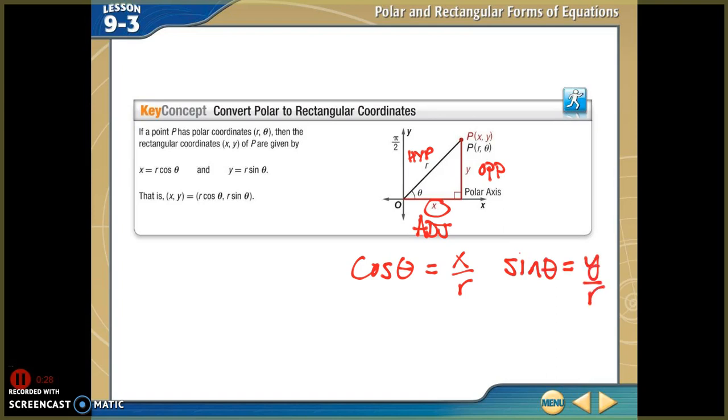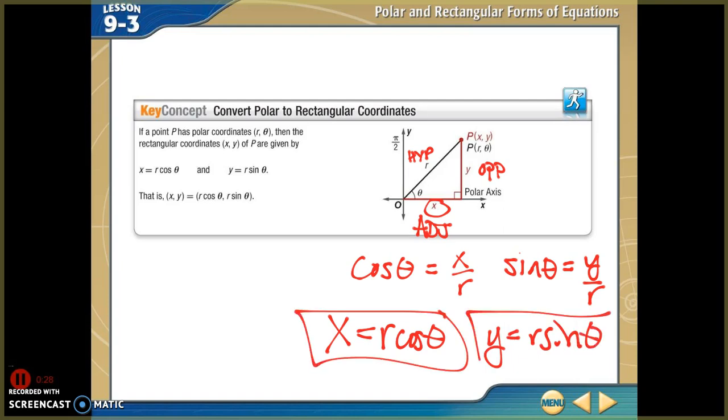If I just solve for x and y by multiplying by r, I get r cosine theta is x, and y is r sine of theta. And that's going to allow me to convert between x and y.